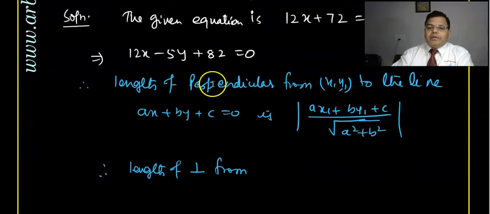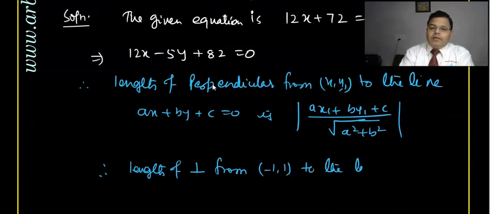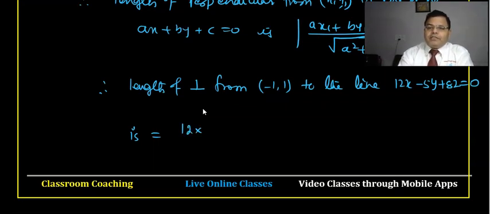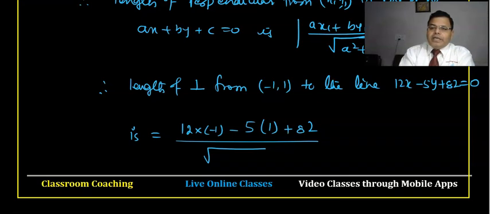Point (-1, 1) was given, and we need the distance to the line 12x minus 5y plus 82 is equal to 0. What will that be? You have to put this in place of the x coordinate and y coordinate. So in place of x we put -1, in place of y we put the y coordinate, that is 1: 12 into -1, minus 5 into 1, plus 82, divided by under root a square plus b square.